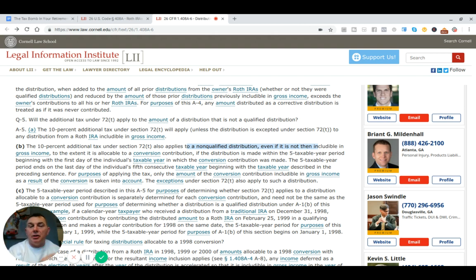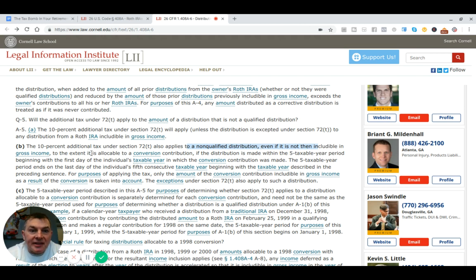If you have a Roth distribution that is not includable in your gross income, that may or may not be a qualified distribution. But if it's not a qualified distribution, and it's not included in your gross income, it's still subject to the 10% penalty. I think this is critical.